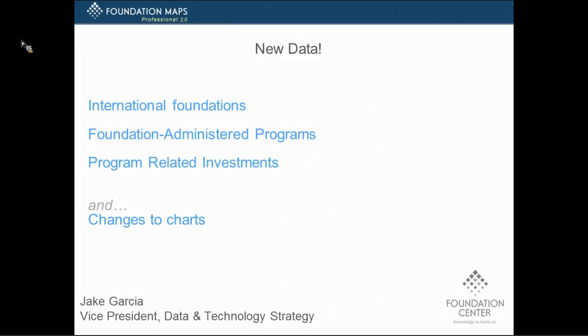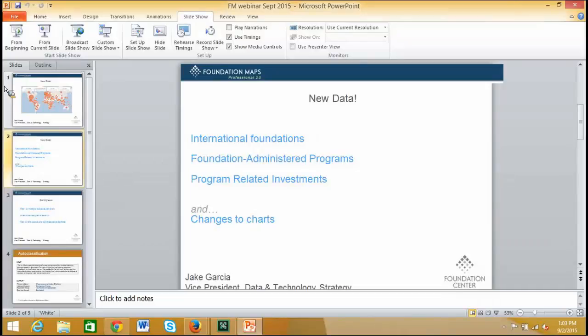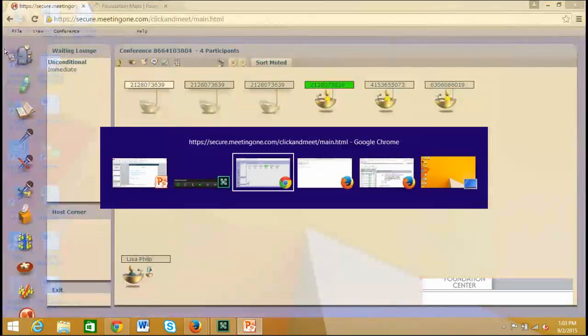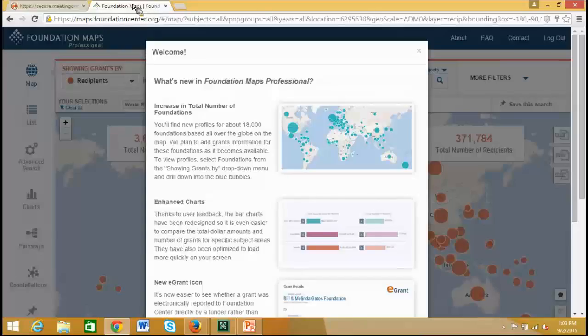And then there's a couple of changes to the charts that are kind of cool. It was a frequently requested feature that we did, and so I'll go ahead and show you guys what those things look like. So I'm going to get out of PowerPoint, go into Foundation Maps.